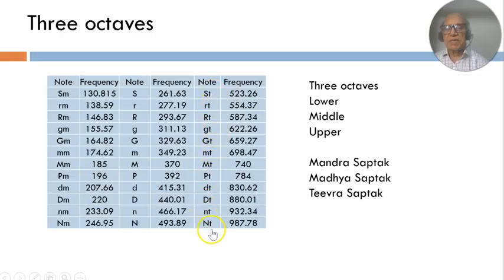Now the starting frequency for the mandra saptak is 130.815, and double that is the frequency for the madhya saptak, and double this is the frequency for the tar saptak. So if you consider this as our reference frequency, the madhya saptak shadaj is 2 times and the tar saptak shadaj is 4 times this frequency. Note this.